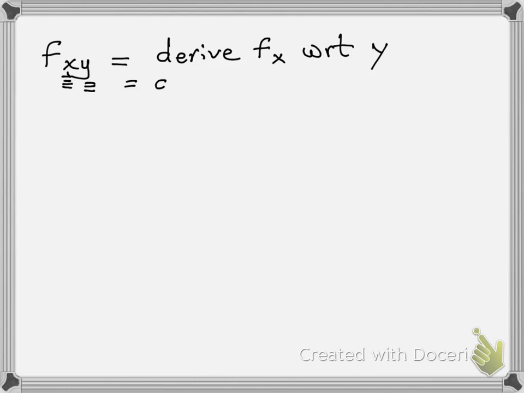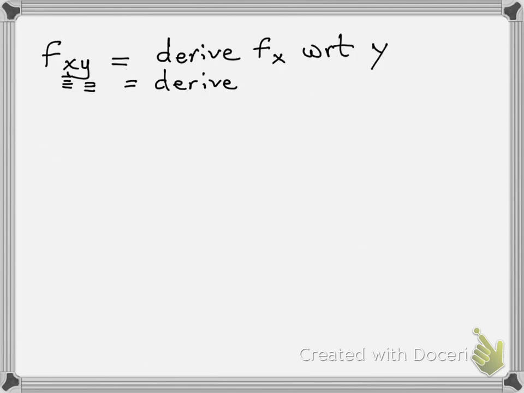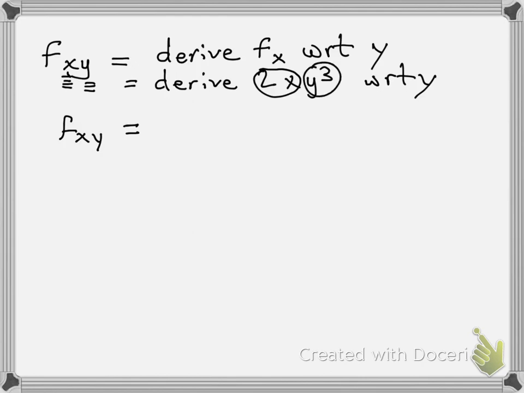So what's the derivative? We need to derive fx. The derivative of f with respect to x is 2xy cubed. So we need to derive 2xy cubed with respect to y. So fxy here will be equal to, again, a product, so it's a product rule, so we have 2x times y cubed, but now you need to be careful, this is with respect to y, right?